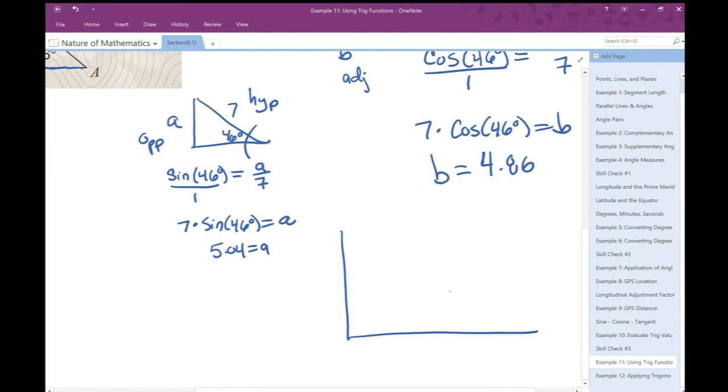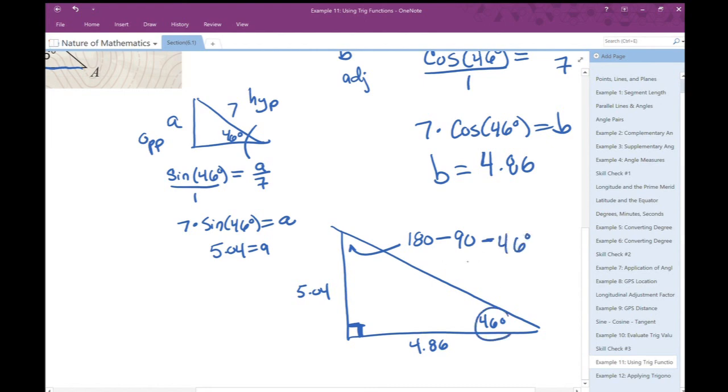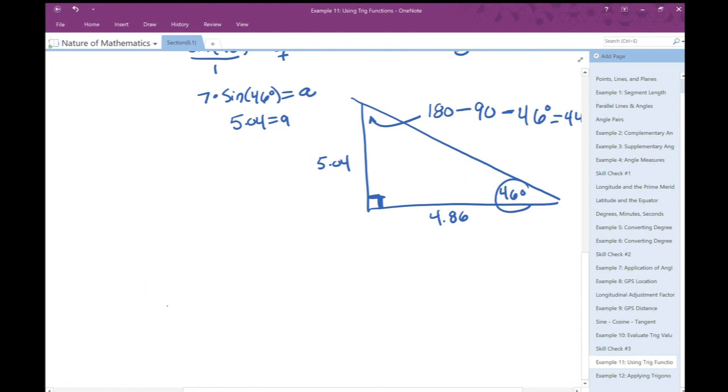So right now we have a triangle that looks like this, 46 degrees. It's a right angle, 5.04, 4.86, and we can solve for this angle by taking 180, subtract this 90 degree angle, and then subtract this 46 degree angle, and we get 44 degrees. So basically this problem was asking for us to solve for all of the unknown measures in the triangle.